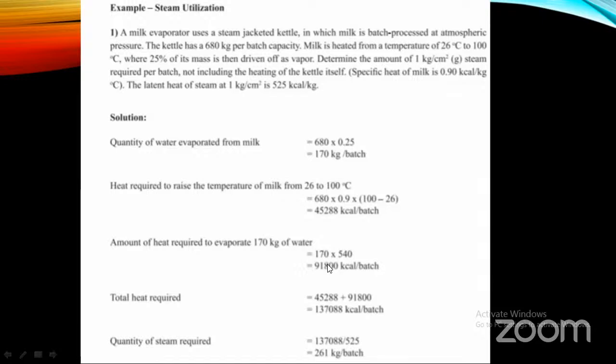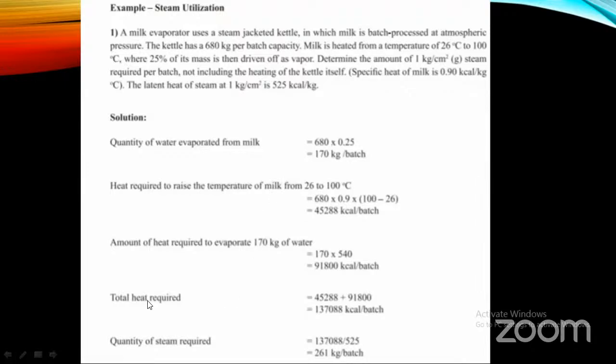Which is equivalent to, because here a phase change occurs, so this is M into L. L is the latent heat of vaporization. It is 540. So 170 into 540, you get 91800 kilocalories per batch. So this is the sensible heat. This is the latent heat.